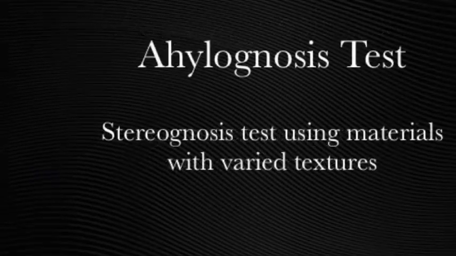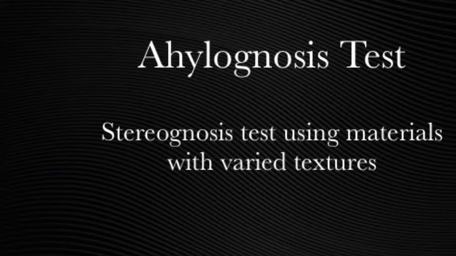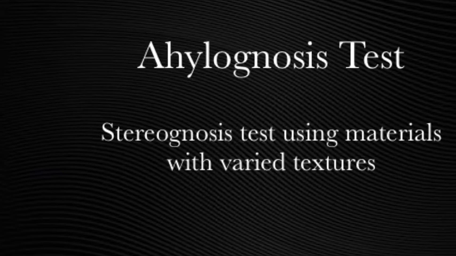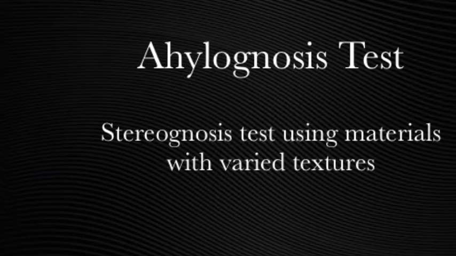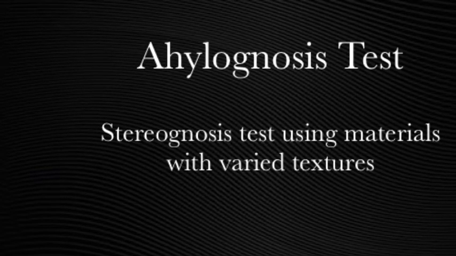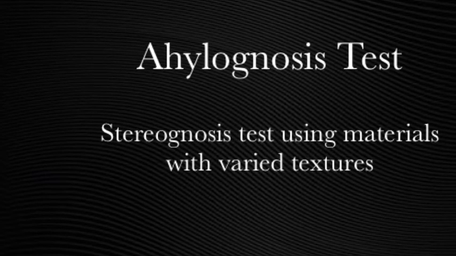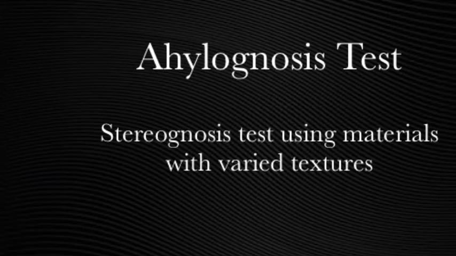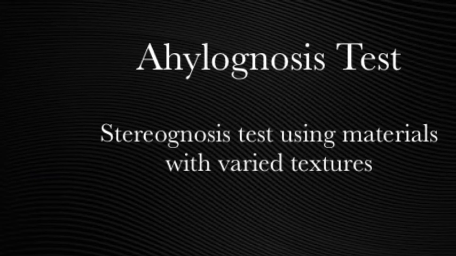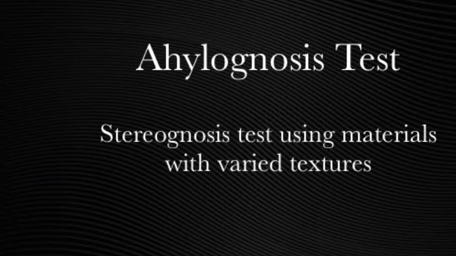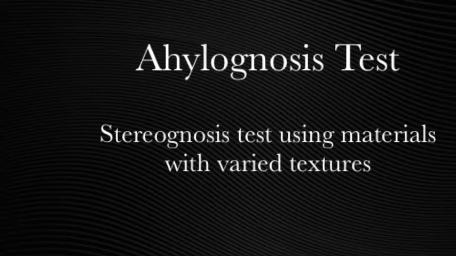The fourth test is the ahylognosis test. This procedure again is the same as the stereognosis test, but this variation requires the use of objects with different textures, for example, cloth, silk, sandpaper. Scoring is non-standardized. Ahylognosis is determined to be intact if the client can correctly identify all objects within a reasonable time frame. Validity for this test can be improved by ruling out impaired tactile sensation and paresis at the hand.